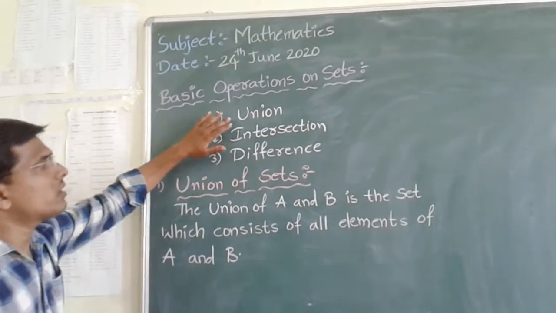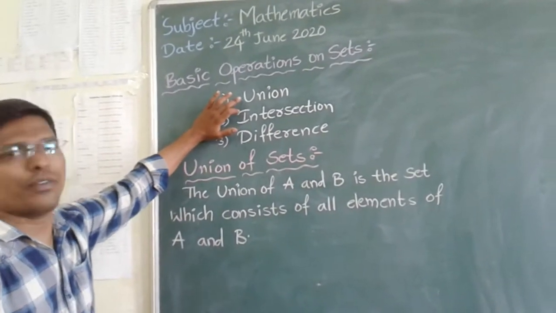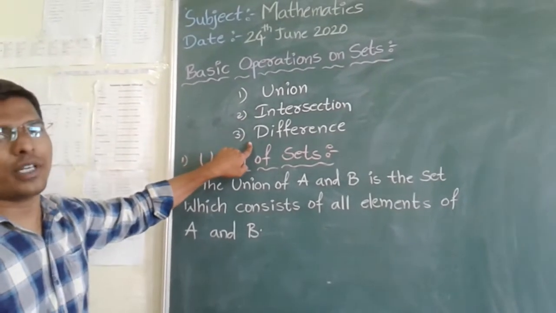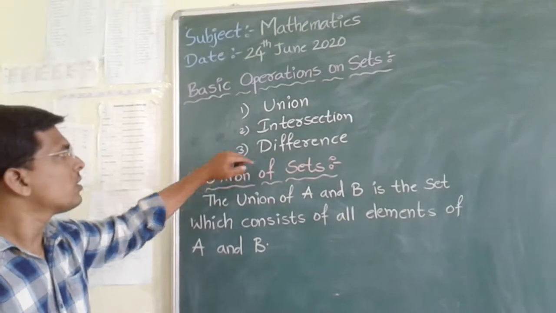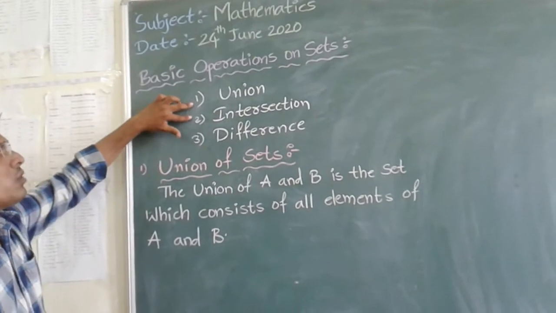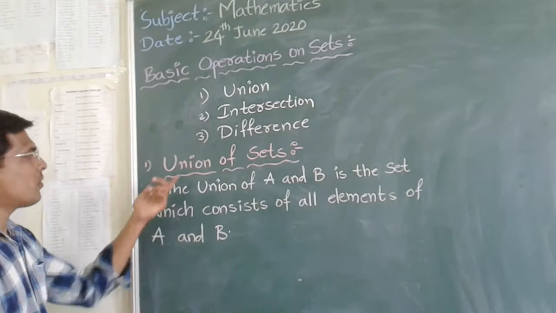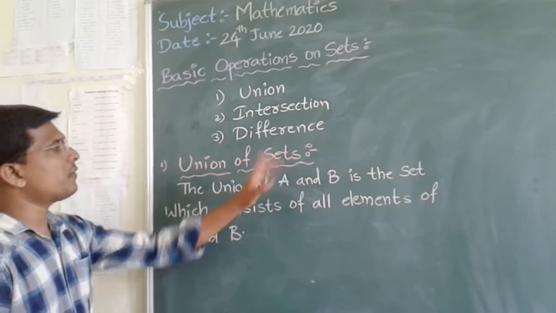We have three types of operations. First one is union, intersection and difference of sets. Today we are going to learn the first two topics, that is union and intersection of sets. So first one, union of sets.